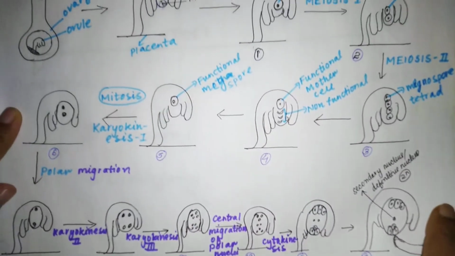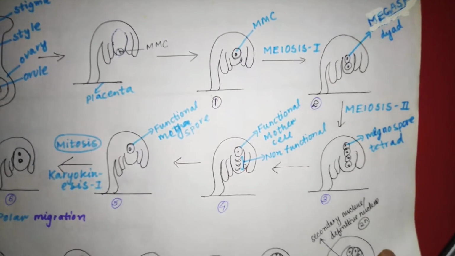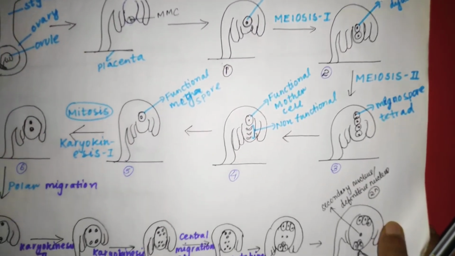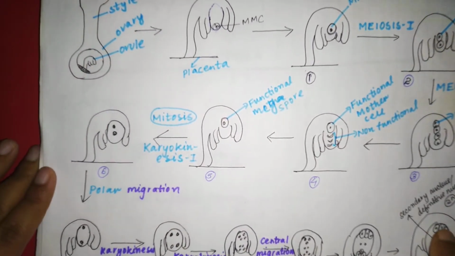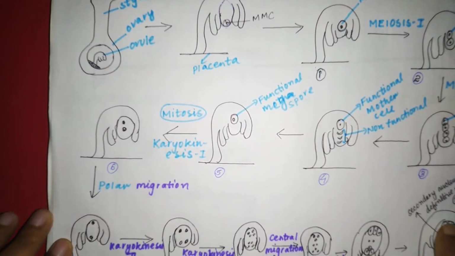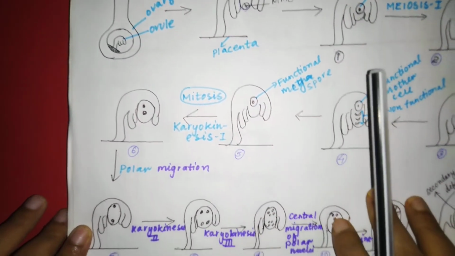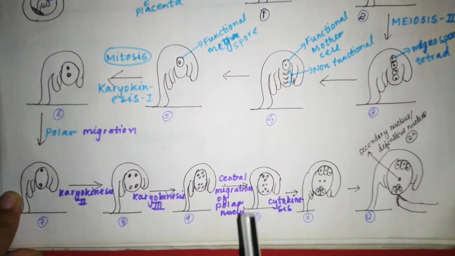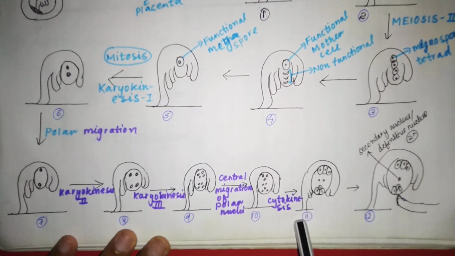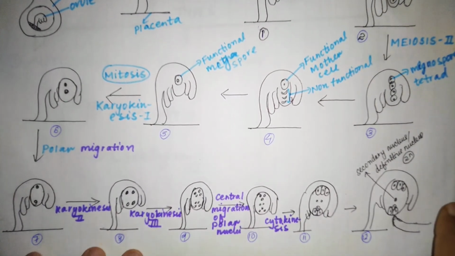So this is all about the development of the female gametophyte: how it forms a megaspore dyad and then megaspore tetrad, how the one towards the chalazal end is functional and the others degenerate, and how it goes through karyokinesis 1, then polar migration, then karyokinesis 2, then karyokinesis 3, then central migration of polar nuclei, then how cytokinesis will take place. This is all about the development of female gametophyte.